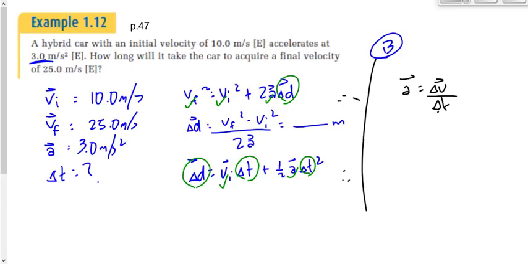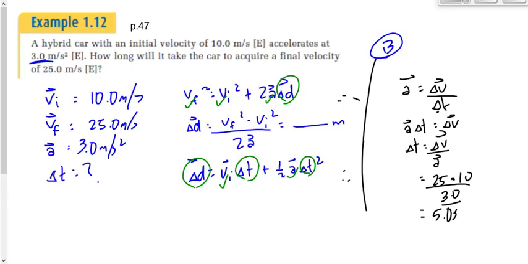Solving for T, get it to the top by multiplying. And then get rid of the A by dividing. Delta V is 25 minus 10 over 3. Well, that works. 25 minus 10 is 15 divided by 3 gives me 5.0 seconds.